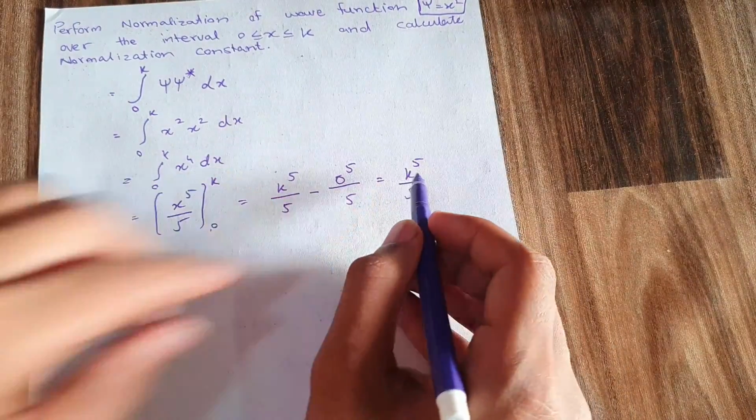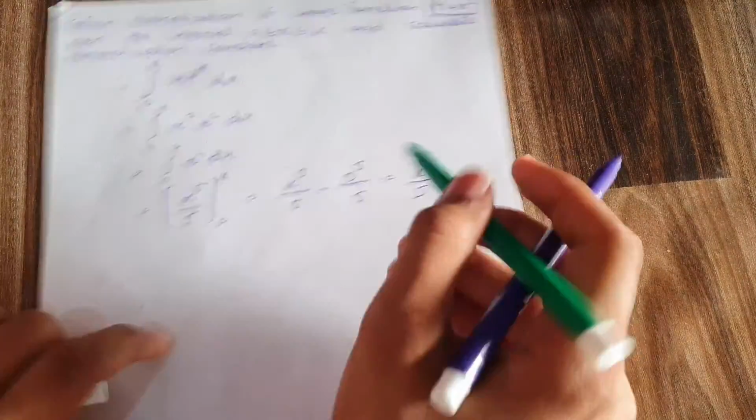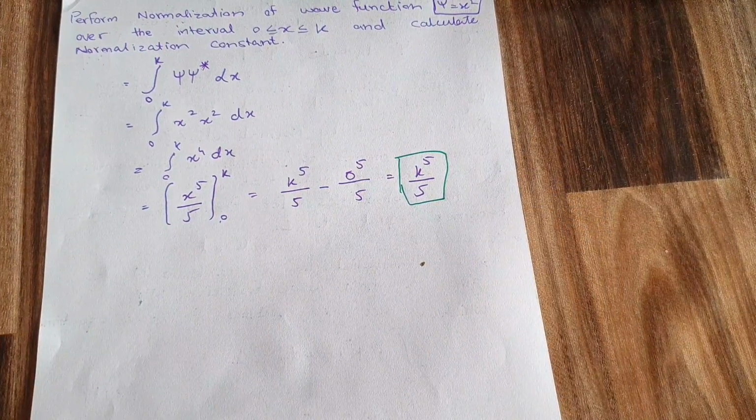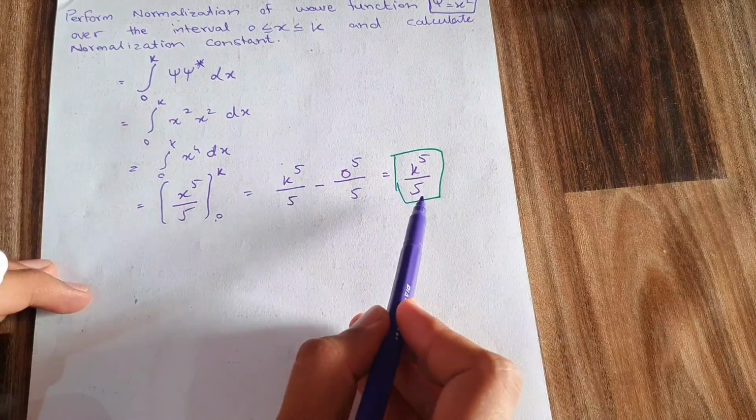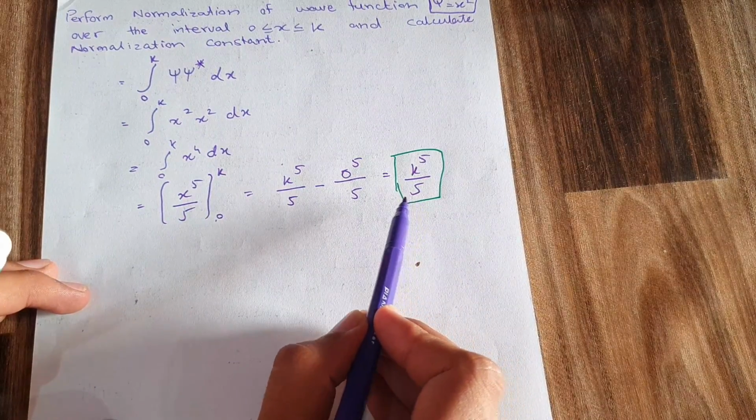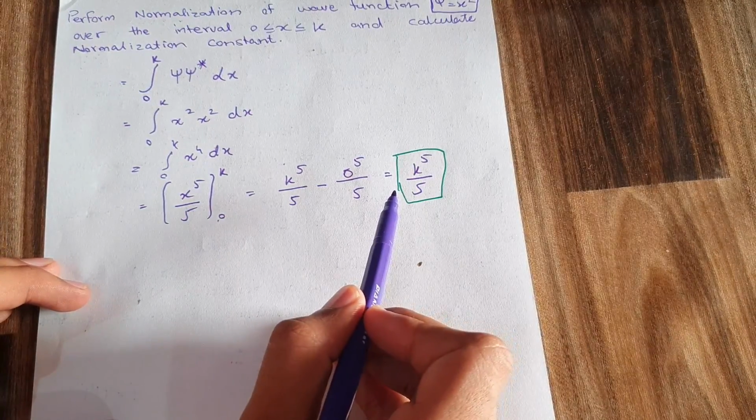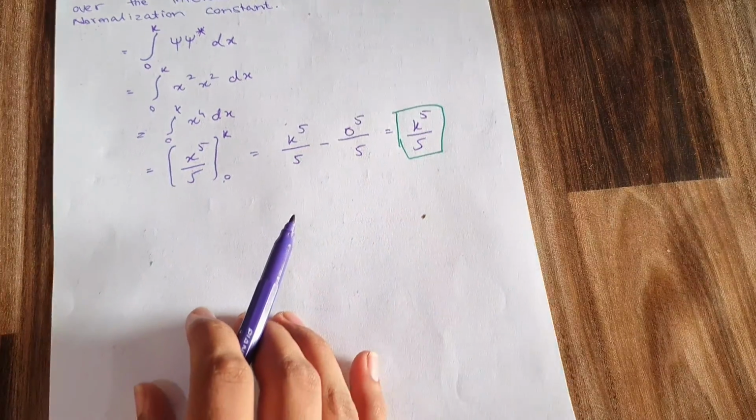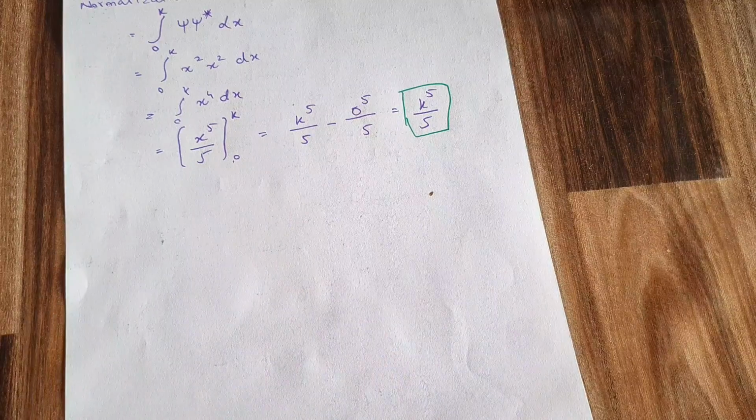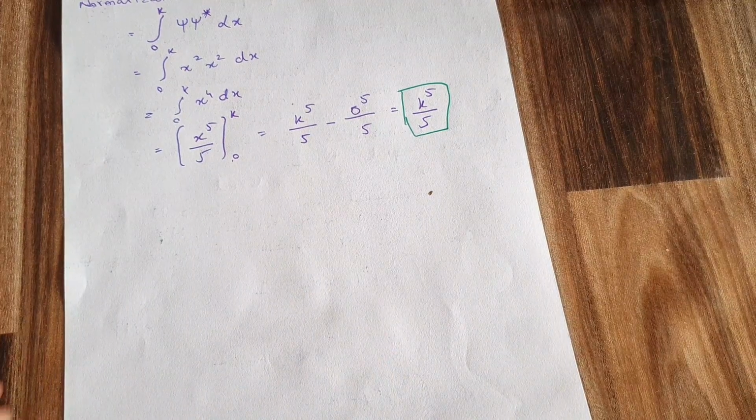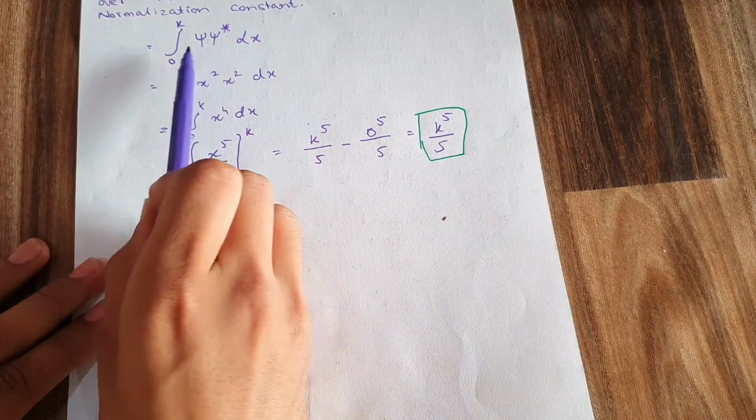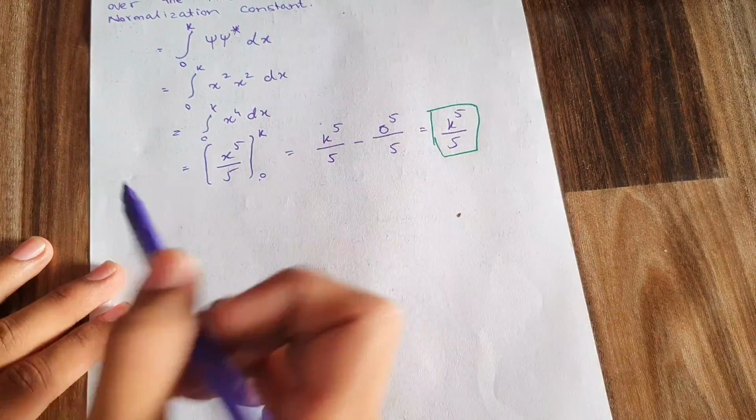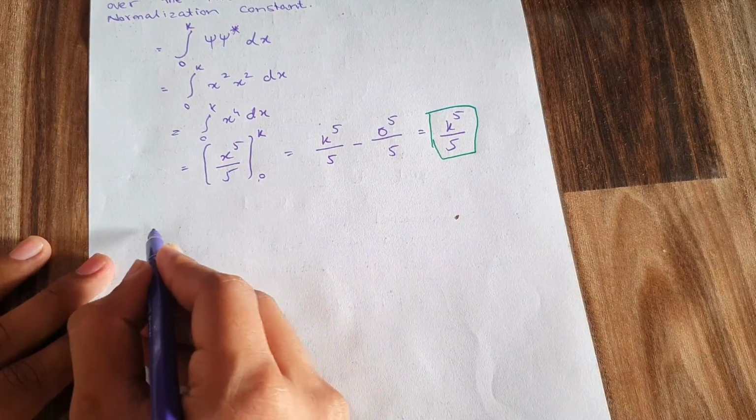Since this answer that I have just derived is not equal to 1, I can say that the answer of this equation is not equal to 1. So I have to normalize this equation in order to get the answer equal to 1. To normalize, I have just to consider this equation again. Now, instead of taking psi and psi star, I would take n psi and n psi star in order to find the value of n in order to normalize the equation.